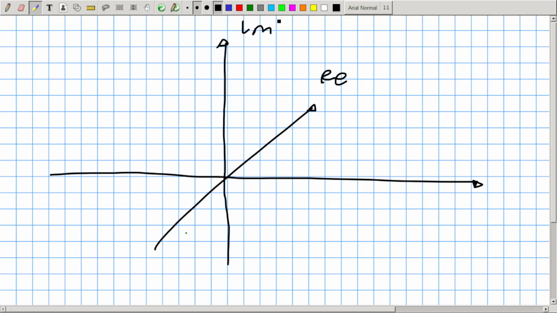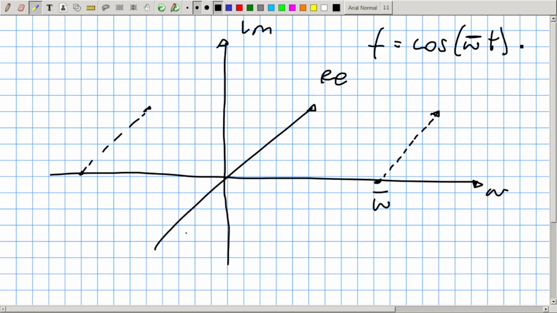How much are we together up to now, people? If I draw something like this, it means that in a certain sense it's laying down on the real omega plane, okay? This would indicate that my f is a cosine of omega bar t. True? How much are we together on this up to now?